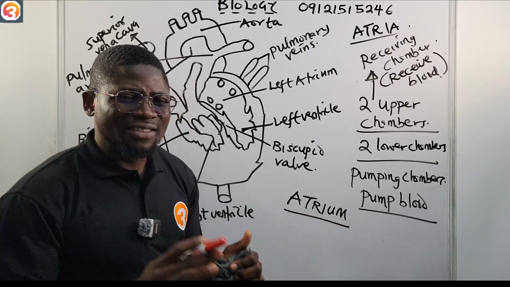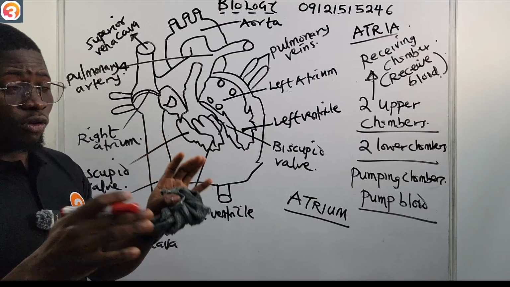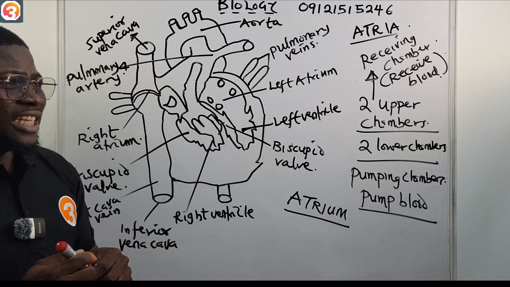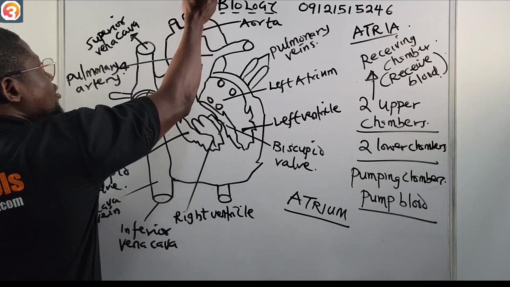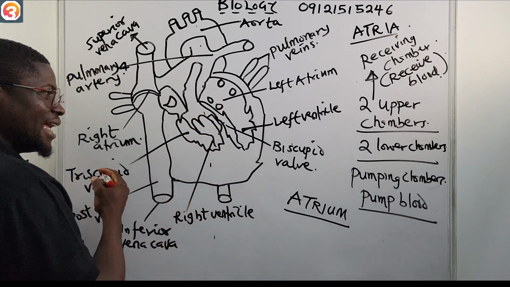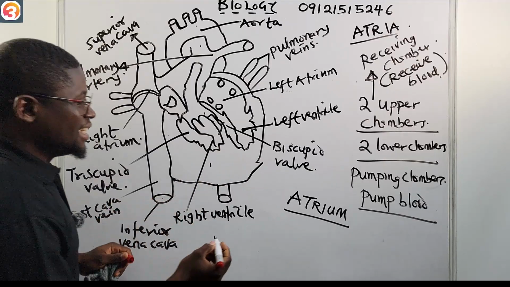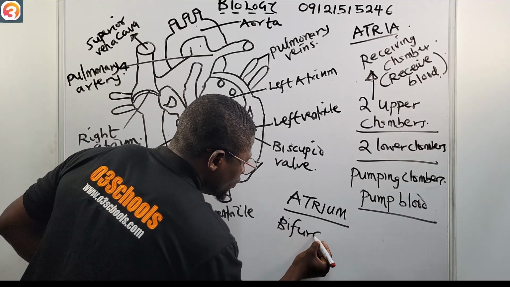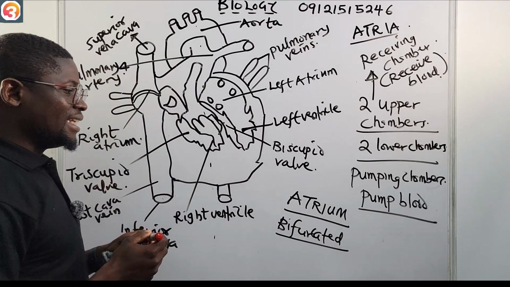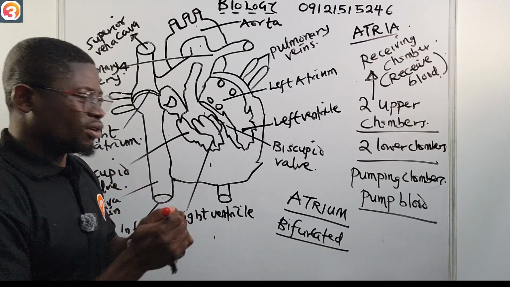It is also very important to know that the heart has 4 chambers, 2 upper chambers and 2 lower chambers, like we have said. The heart is also bifurcated into right and left. Just imagine I'm drawing a line down like this. We have the right and we have the left. So the heart is bifurcated. B-I-F-U-R-C-A-T-E-D.